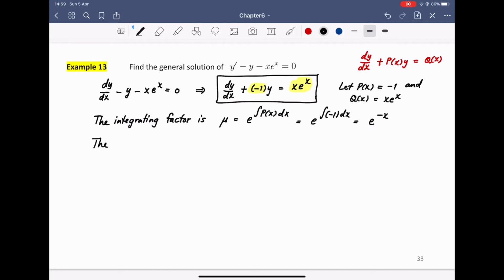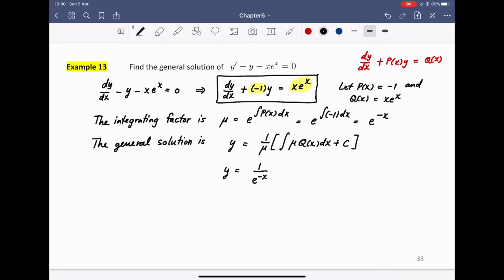So now the general solution is, well, we already have the formula. So let me show this. The formula is y equal to 1 over mu times the integral of mu Q(x) dx plus c. Then that is y equal to 1 over e to the negative x, and then integrate e to the negative x times x e to the x dx plus c. So I just replace mu by e to the negative x, and replace Q(x) by x e to the x. And after that I simplify this.